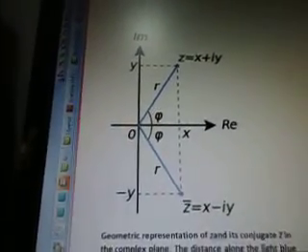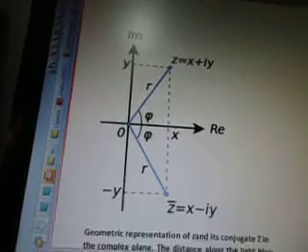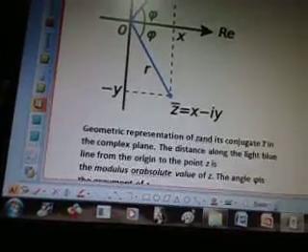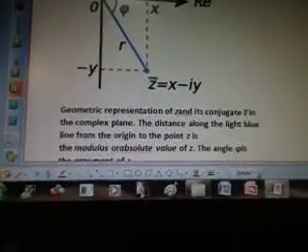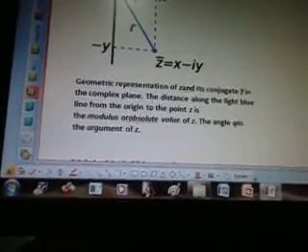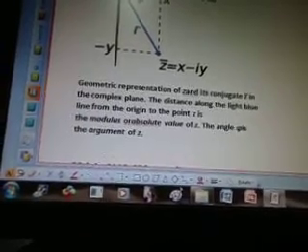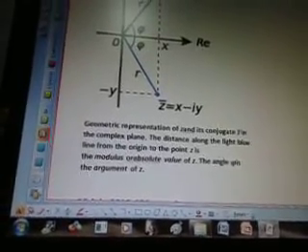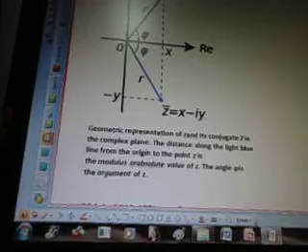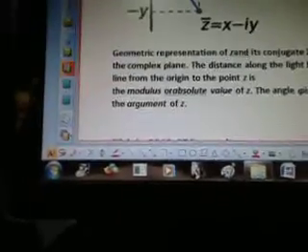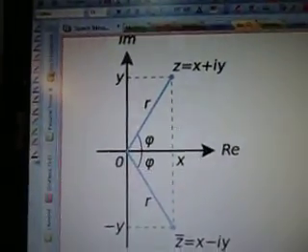We get Im, we have z = x + iy, y, r, and then the little funny symbol there, 0, x, Re, −y, z-bar, z with the line over top of it, equals x − iy. Geometric representation of z and its conjugate z-bar in the complex plane. The distance along the light blue line from the origin to the point z is the modulus or absolute value of z. The angle with that symbol, I don't know what it's called, is the argument of z. It looks like a triangle thing. Actually, when I looked at it, it looked like a spaceship, you know, with wings.